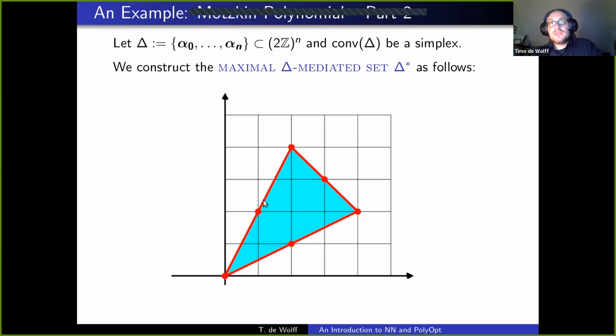And now the second theorem says you have to look whether the exponent delta belongs to this set. But it doesn't, because the exponent delta is the point 2, 2. It's like here in the interior. Actually, no point in the interior belongs to the maximum delta mediated set. So therefore, since this point does not belong to the set, this polynomial that we have looked at, this Motzkin polynomial, is not a sum of squares.